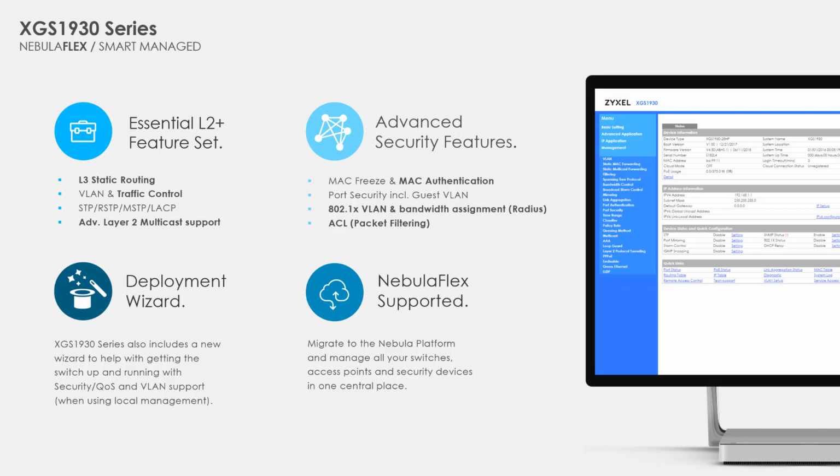Additional to the other feature sets, the XGS1930 has a new deployment wizard built into it. So if you're deploying via the smart managed or you're through the web GUI, then when you start the switch up, it will give you access to the wizard, which will allow you to set up security, quality of service, VLAN, and a bunch of other features to get you up and running very quickly.